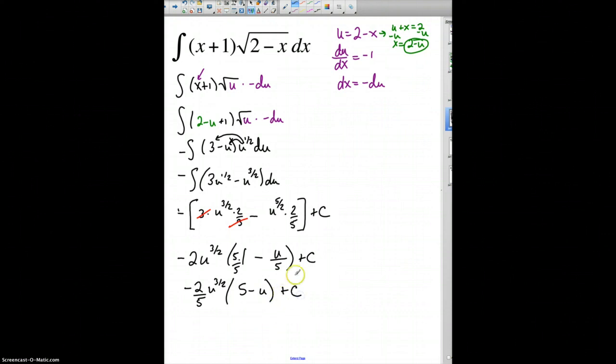Is that done? Nope. We started with x, we've got to finish with x. So now, back substitute. So we have u, which is 2 minus x, to the 3/2, times 5 minus u, so 5 minus 2 minus a negative x, and then plus c. So our final answer, negative 2/5 times the quantity 2 minus x to the 3/2 times the quantity 3 plus x, plus c.